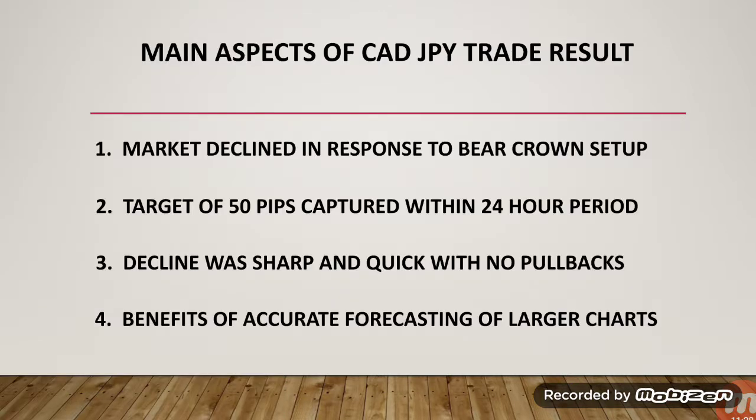So in summary, the market declined as expected in response to the bear crown setup and the bearish candlestick formation. Target of 50 pips was captured well within the 24-hour holding period. And in this case, the decline was fairly sharp and quick with very little pullbacks. In fact, there were actually no pullbacks that took place as the market hit our trading target and responded quickly to the bear crown setup.